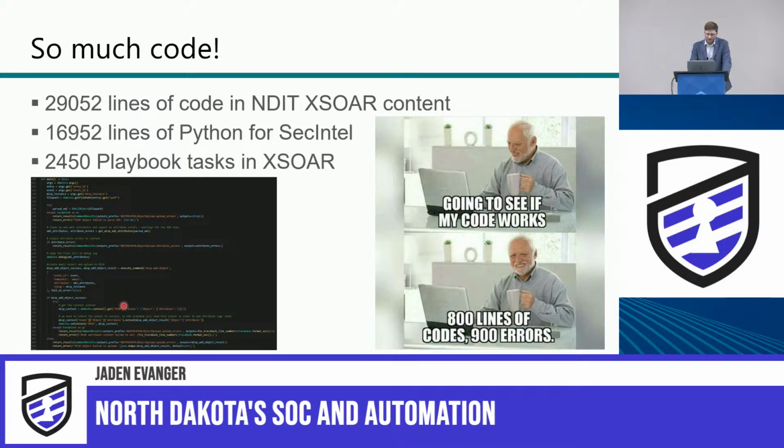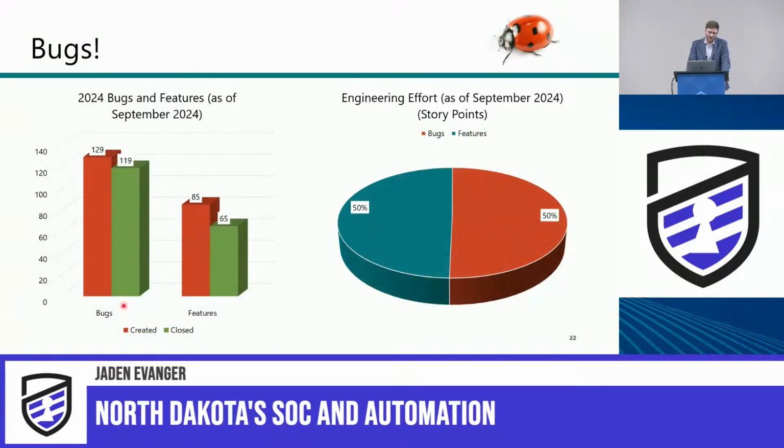And go to the next one here. And of course, that means we have bugs. We have regressions when we start promoting this stuff to production. And in 2024, as of September of 24, we have 129 bugs, so that's year-to-date, 2024. And we've closed, resolved somehow, or, oh, we don't need this anymore, kind of a thing, 119.